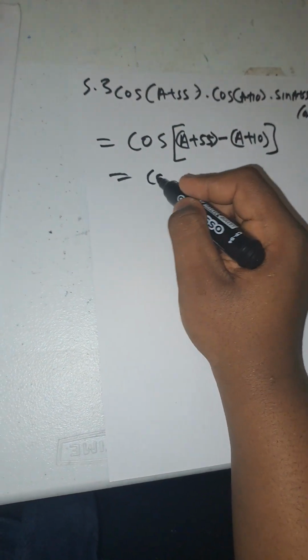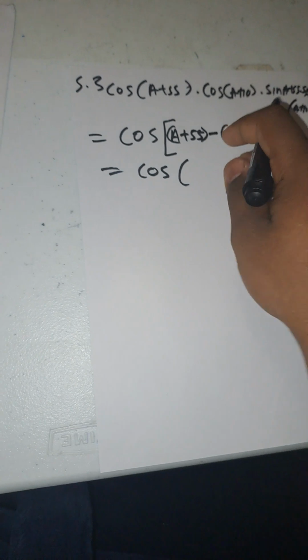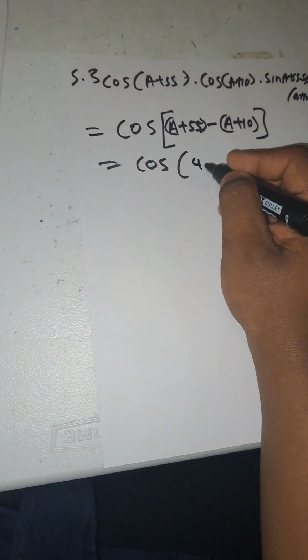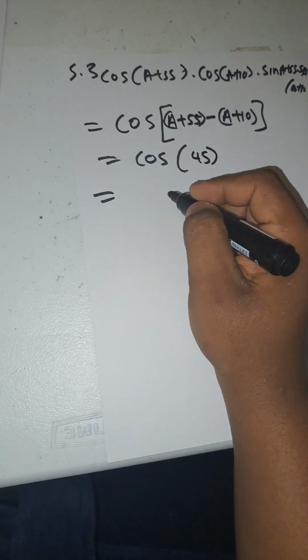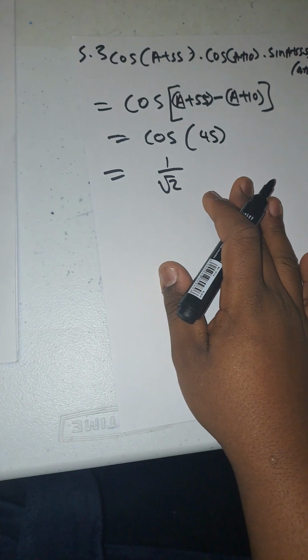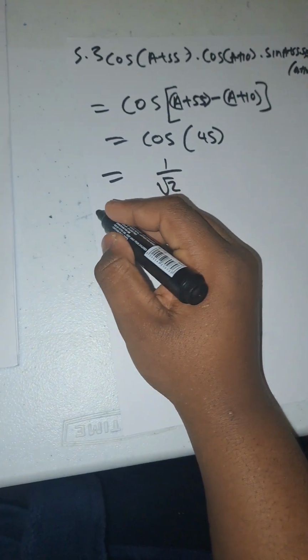So it will be cos. A minus A is 0. 55 minus 10 is 45. So cos 45. What is cos 45? 1 over root 2. You just have to simplify it, then you get your 3 marks, right? So now, let's go to 5.4.